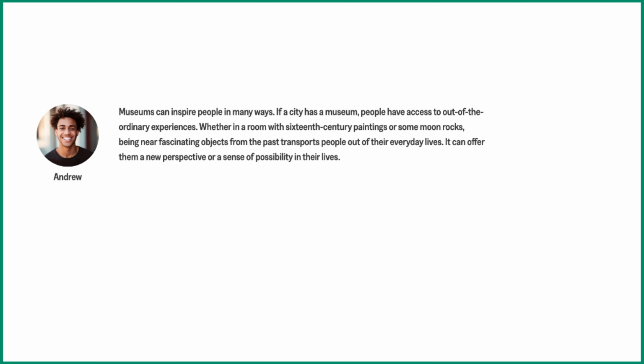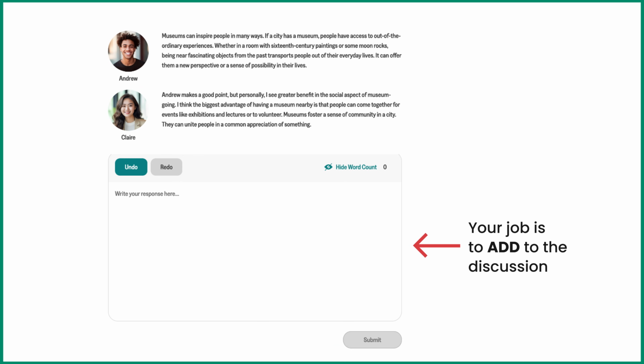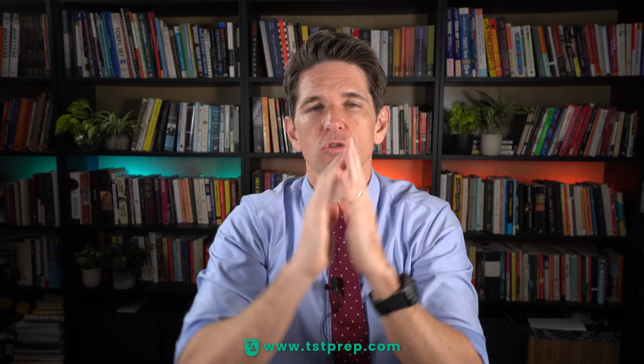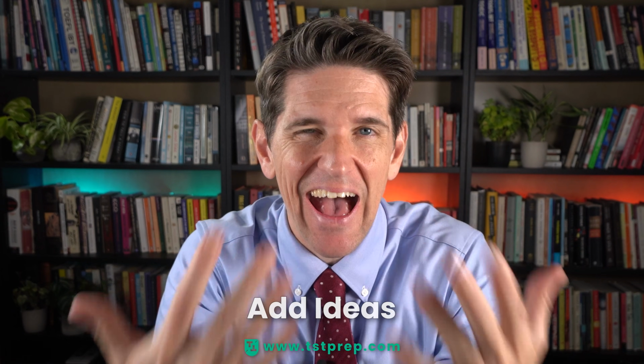When the students give their opinions, one student will have one opinion, one student will have another opinion. Usually they disagree, not always. Sometimes they both have the same opinion, but a lot of times there's one opinion that agrees and another that disagrees. And your job is to add to the discussion when you write. I'm going to emphasize that: add to the discussion when you write. Please do not just copy what they wrote in the discussion. You want to make sure you add vocabulary, add information, add ideas.